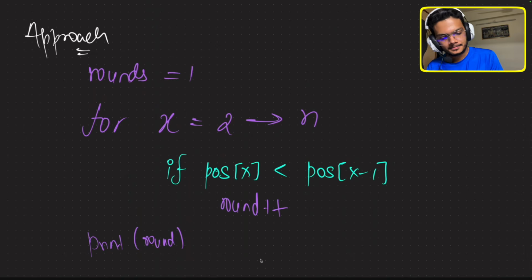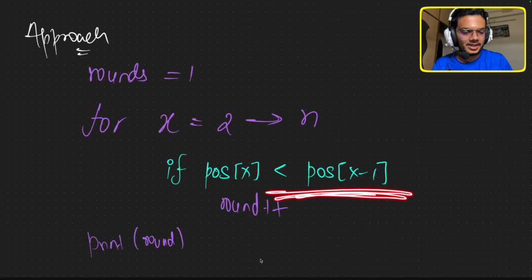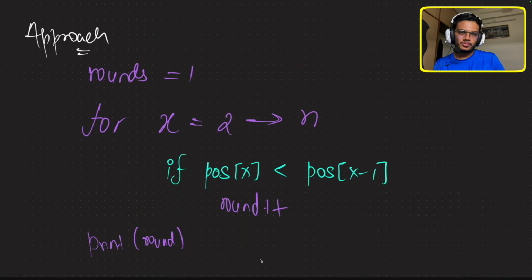I'll go through it again. See, we know that there will be at least one round. Because in the best case, you can just collect numbers from 1 to n straight away. So rounds are at least one. Fine. Then you'll go from x equals 2 till n. In other words, you'll try collecting elements 2, 3, 4, 5, 6, and so on and so forth. But whenever x is found before x minus 1, that is, maybe 4 is found before 3, or maybe let's say 6 is found before 5, you definitely know a new round will start. Make sense? So rounds plus plus. And in the end, you can just print the total number of rounds. Make sense? I guess it does.